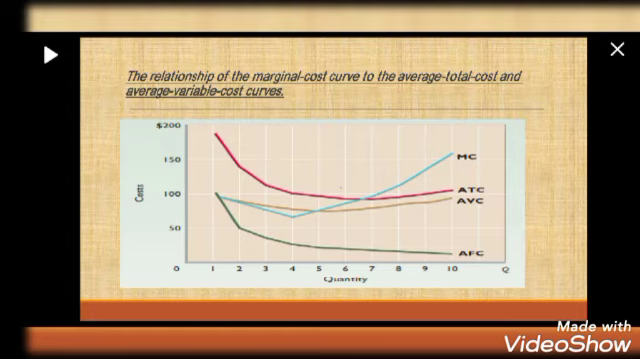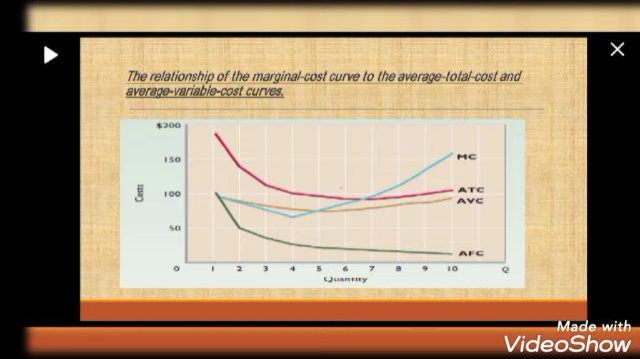It interprets that if marginal cost is below average total cost, average total cost falls, whereas if marginal cost is above average total cost, average total cost rises. Similarly, if marginal cost is below average variable cost, in this scenario average variable cost falls. Vice versa, if marginal cost is above average variable cost, then average variable cost rises. So this is the total interpretation of this graph.